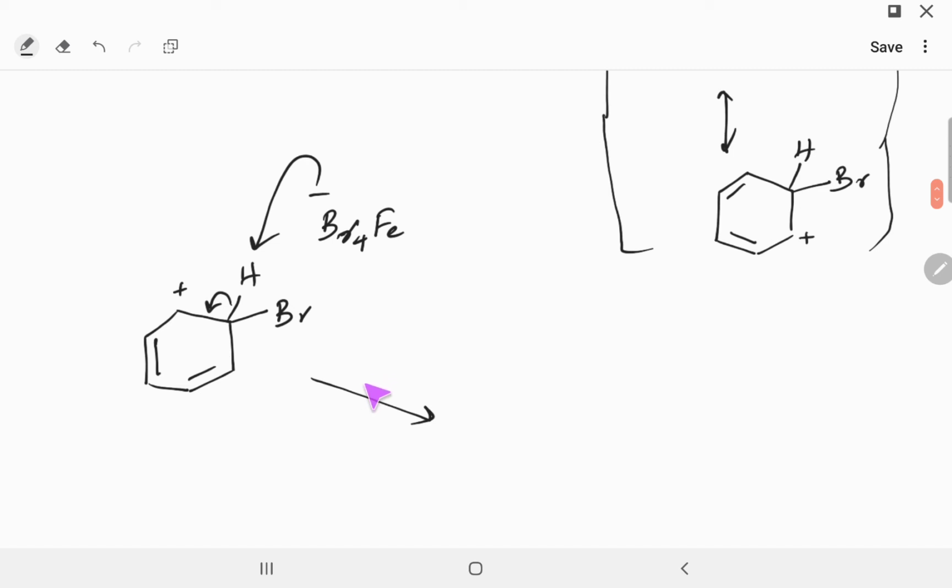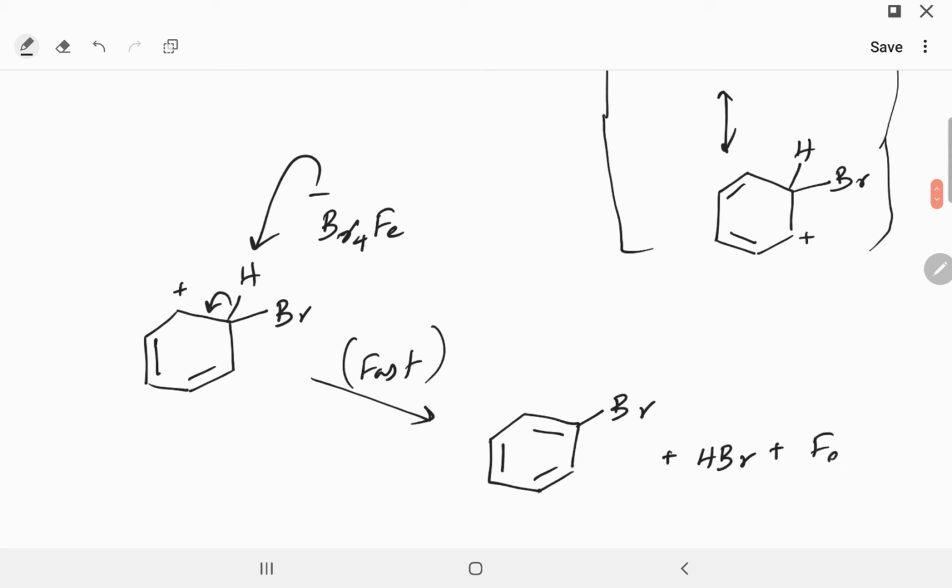So this reaction is actually extremely fast. Why? Because it is trying to get the aromaticity, and what you get at the end is a brominated benzene. Of course in this reaction benzene lost a hydrogen, or in other words, substituted one of the hydrogens with the bromine. These are the byproducts, and you get your catalyst back.